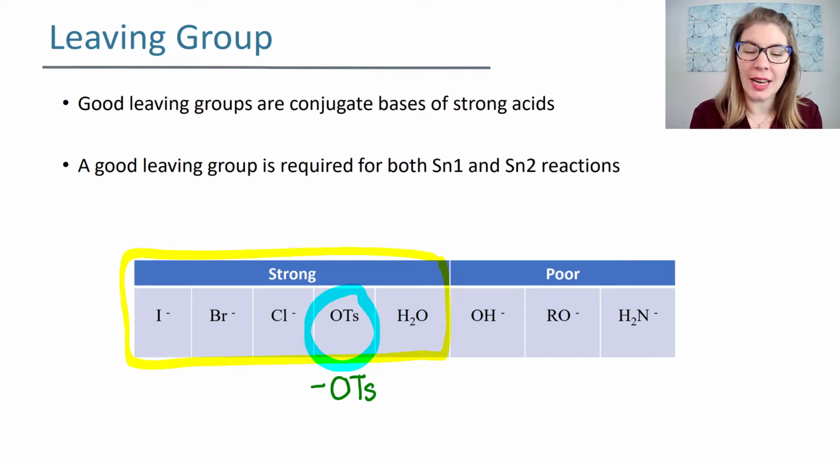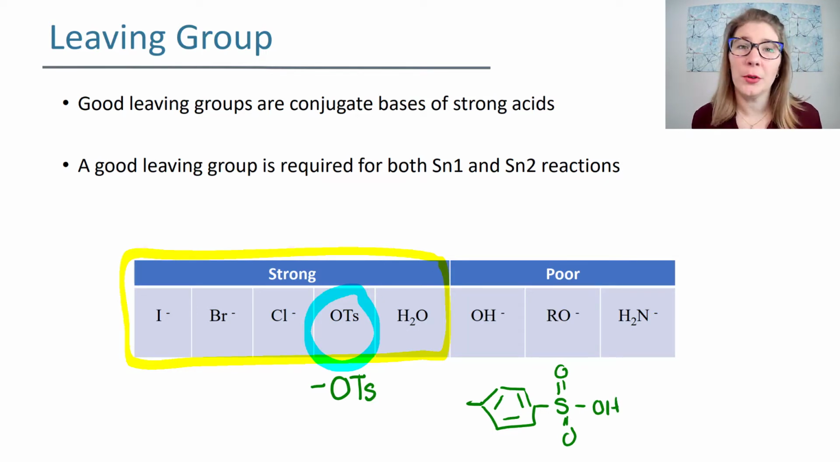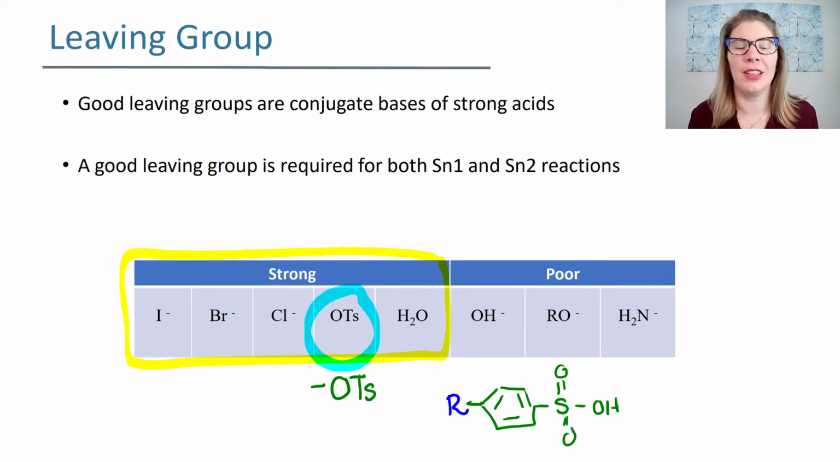It's part of a sulfonate series, and the reason that we don't draw it out is because it's obnoxious. So this is what OTs looks like, where over here I'm going to put an R, and that's the carbon, the alkyl portion that this is bound to. So you can see why we abbreviate it as OTs.